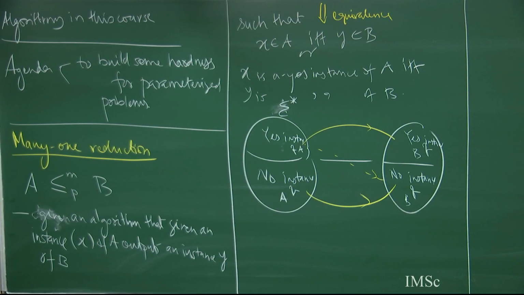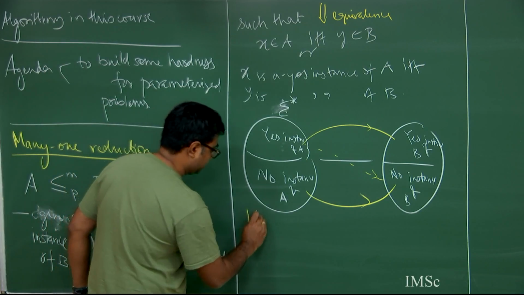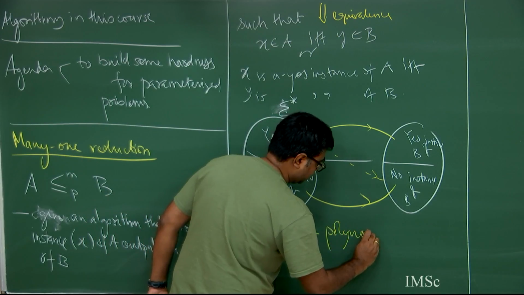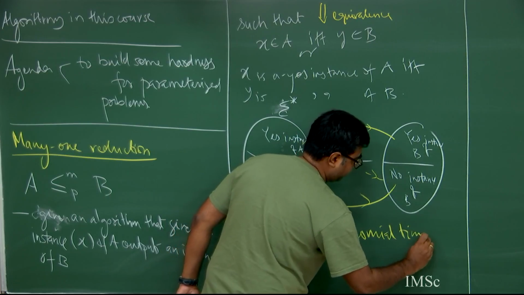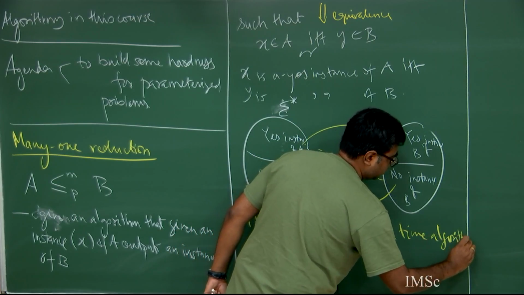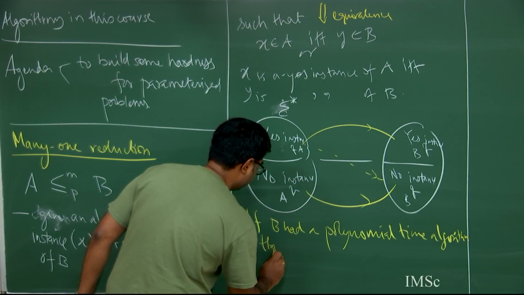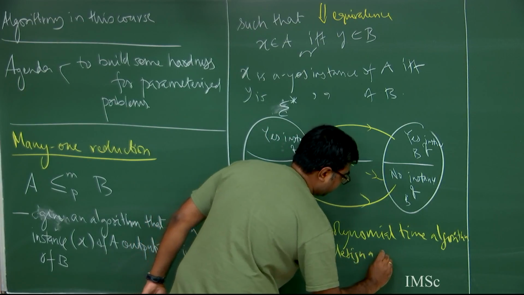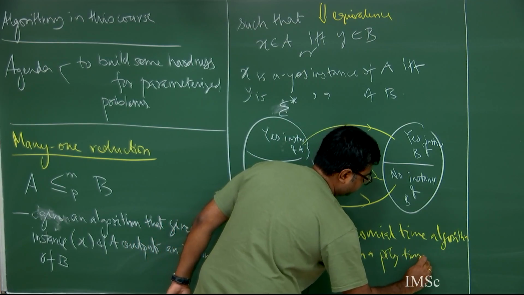Because what do we want to achieve by this reduction? We want to say that, look, in an NP hardness reduction, if you had a polynomial time algorithm for B, then I can design a polynomial time algorithm for A, right? So if B had a polynomial time algorithm, then we can design a polynomial time algorithm for A.